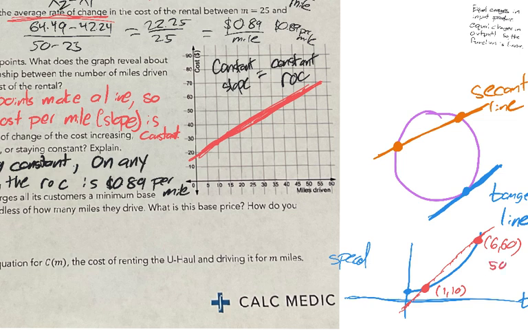It would be 50 over 5, which is... So let's change this. I don't want this to be speed. That's gonna break my brain. Let's change this to be distance.